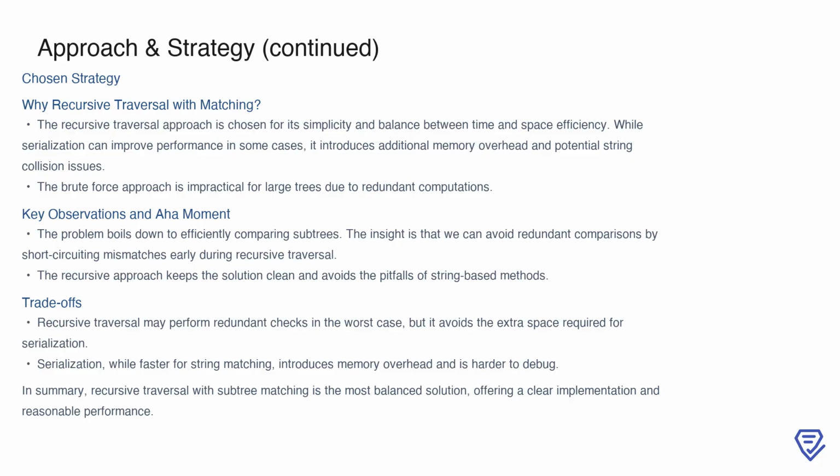The key insight in the recursive traversal approach is the ability to short-circuit mismatches early, which avoids unnecessary comparisons. This makes the solution cleaner and easier to debug while still being efficient enough for most practical scenarios. Although it may still perform redundant checks in the worst case, it avoids the pitfalls of string-based methods and provides a clear, well-structured approach to solving the problem.